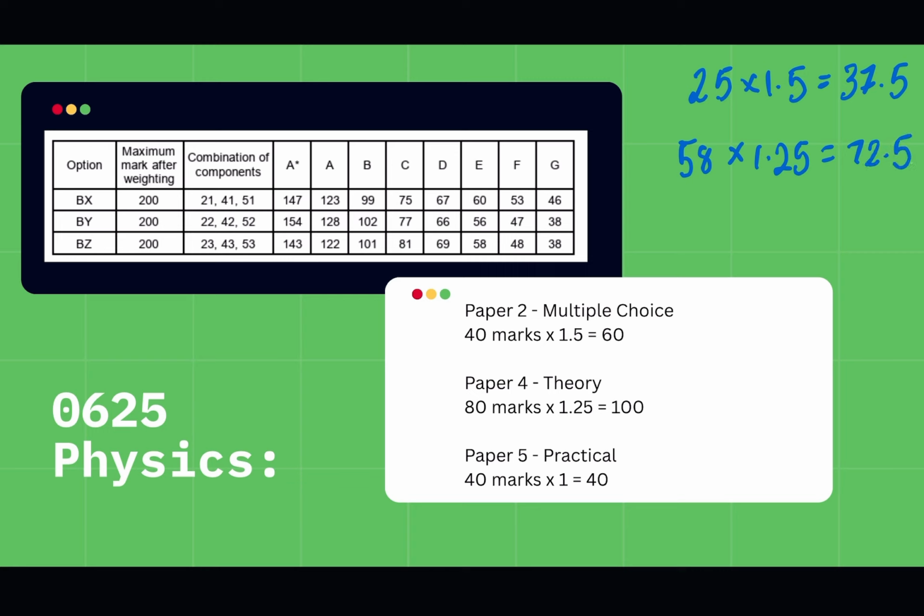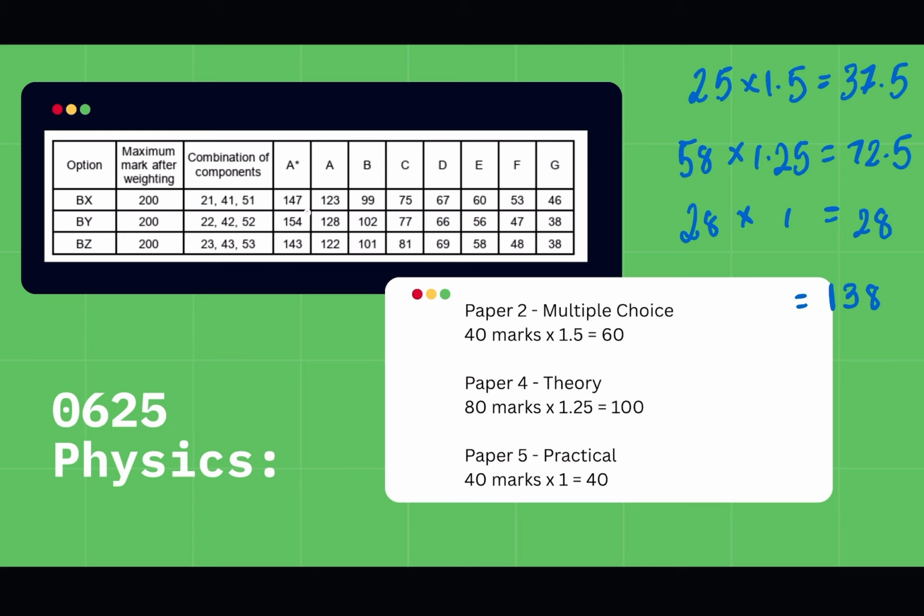And the last one, practical. Let's say practical out of 40 you got a 28. You multiply by 1, you still get 28. Now what you're going to do is add up all these numbers. So you have 37.5 plus 72.5 plus 28, which is going to give us 138. Usually they round down, but since I added them, it just became a whole number. So we have 138. Great. So this is your maximum raw mark that you got. And now we're going to compare it to the table.